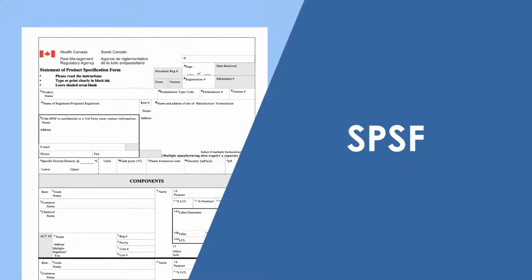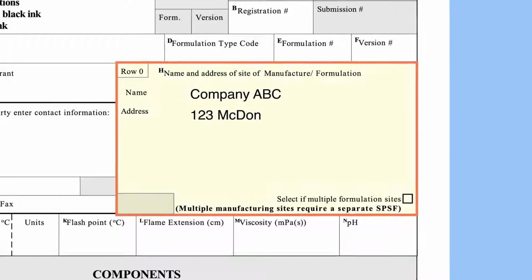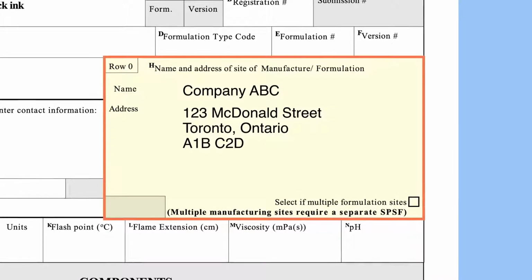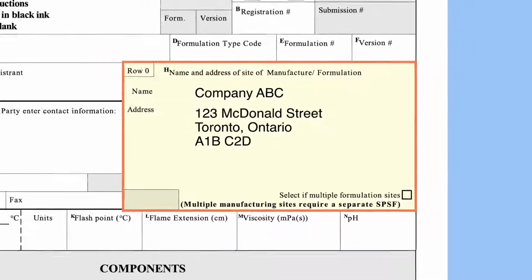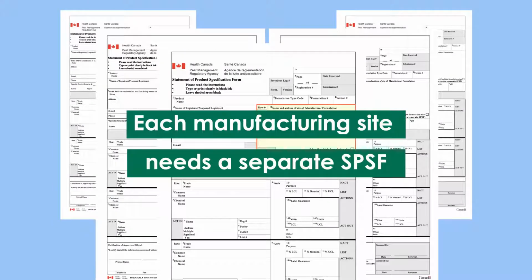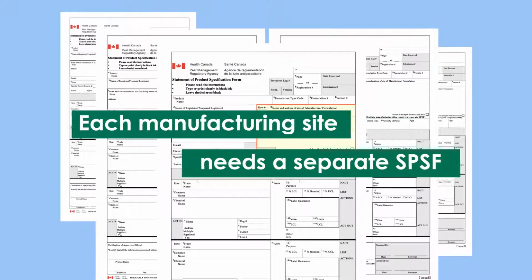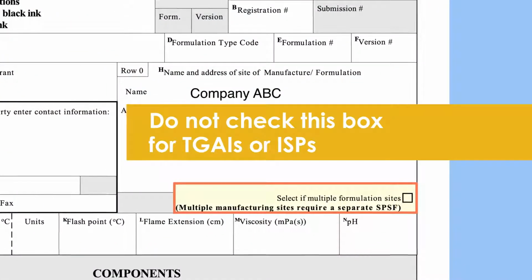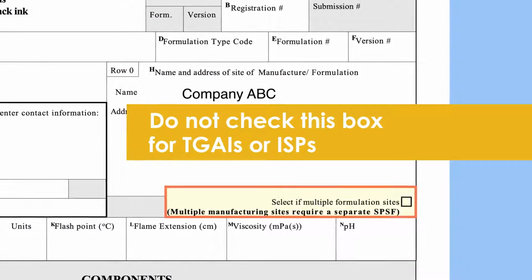Let's take a look at some specific areas for completing the SPSF for technical grade products. For the manufacturing site, enter the name and address. This must be the physical address, not a P.O. box or corporate headquarters. But remember, each manufacturing site requires a separate SPSF, even if specifications are identical. So make sure you do not check this box for TGAIs or ISPs.